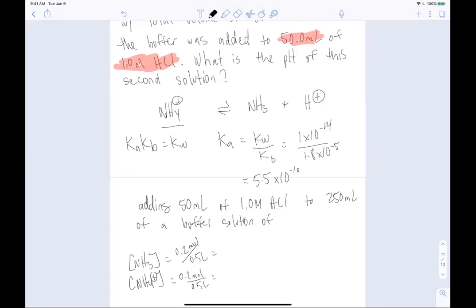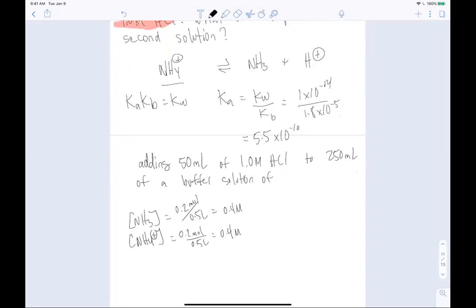I guess there are a lot of different ways to think about this. When to go between moles and concentration is kind of a personal decision. But you could rephrase the question as you're adding 50 milliliters of 1 molar HCl to 200 milliliters of a buffer solution composed of 0.4 molar NH3 and 0.4 molar NH4 plus.